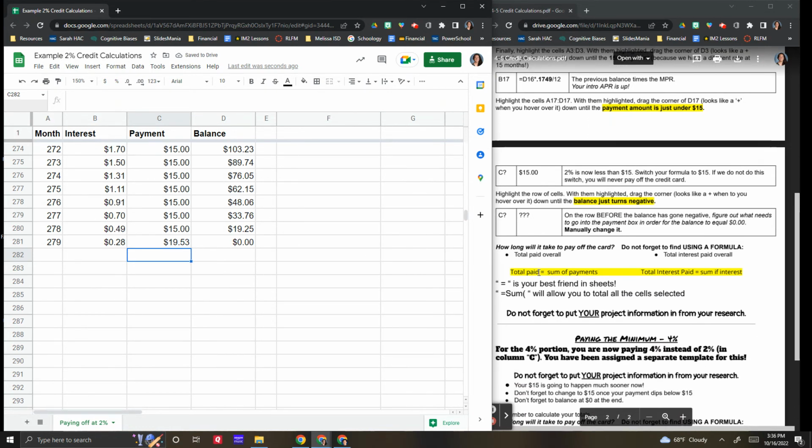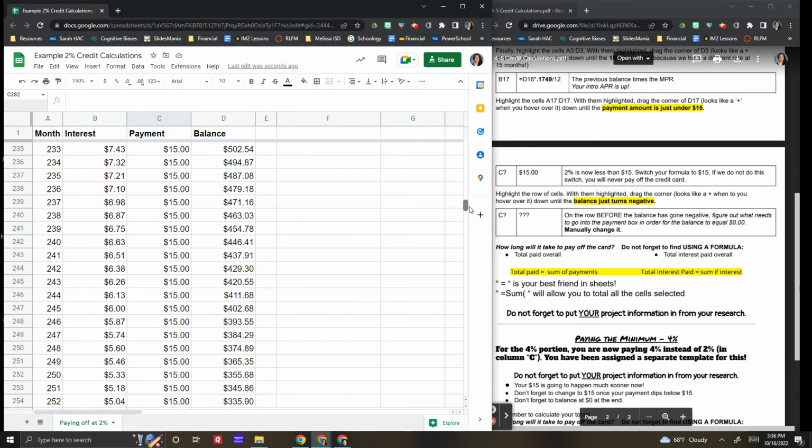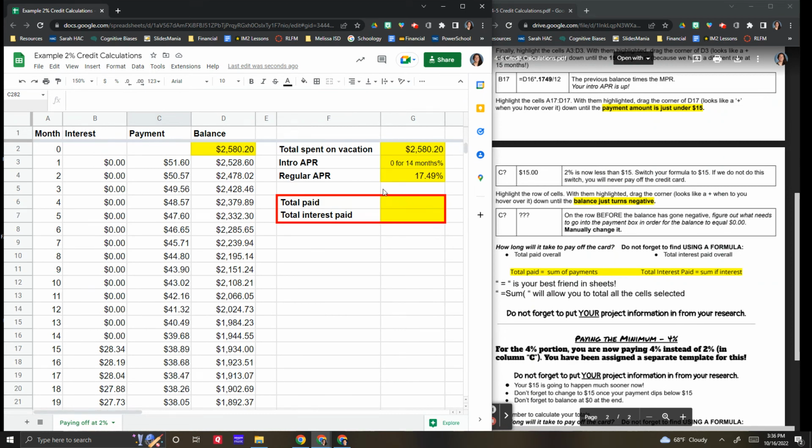All right. And then finally, what we need to answer is how long is it going to take us to pay off the credit card? Okay. I need to go back up to the top and I need to answer these two calculations that are in red. Remember that equals is your friend. Okay. So total paid. What I want to do is I want to say equals the sum and I want to do an open parenthesis. And so sum is adding.